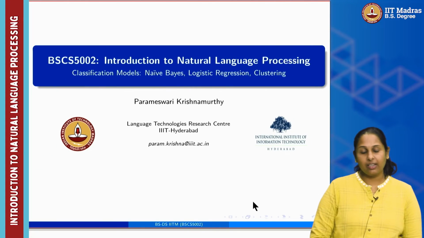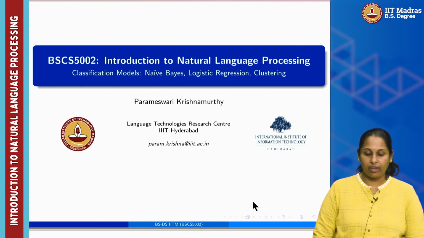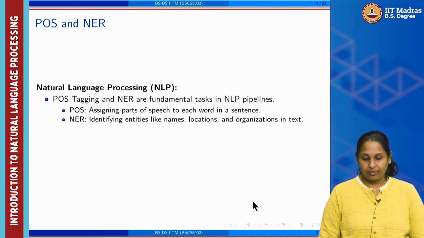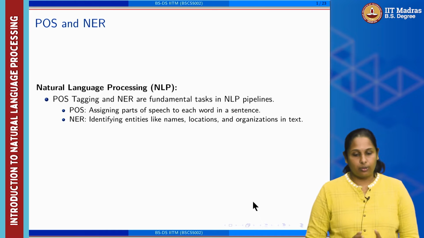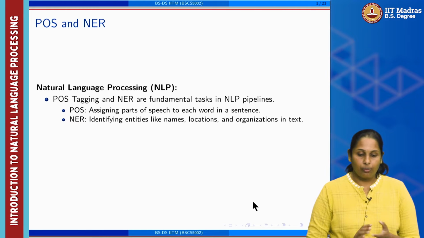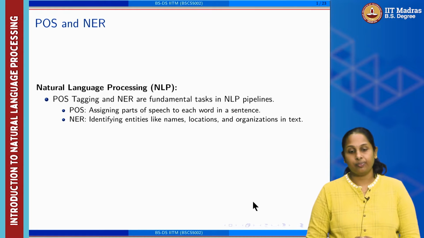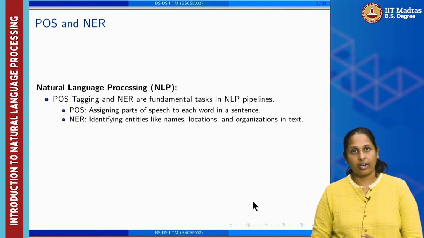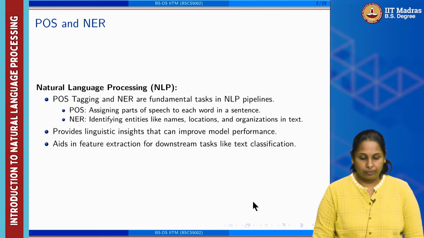Today we are going to see the classification models like naive Bayes, logistic regression and clustering for building POS tagging and NER tools. In natural language processing, POS tagging and NER are fundamental tasks for any NLP pipeline. POS, as we already saw, is a task which assigns the part of speech to each word in a sentence, and NER identifies the names, locations, and organizations from the given text.